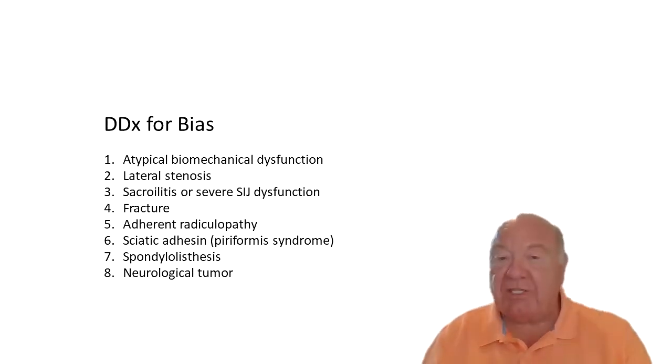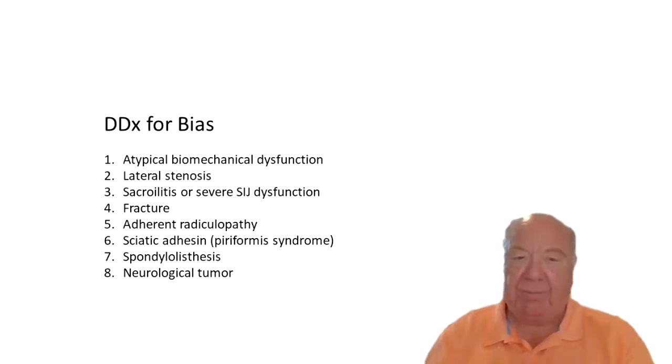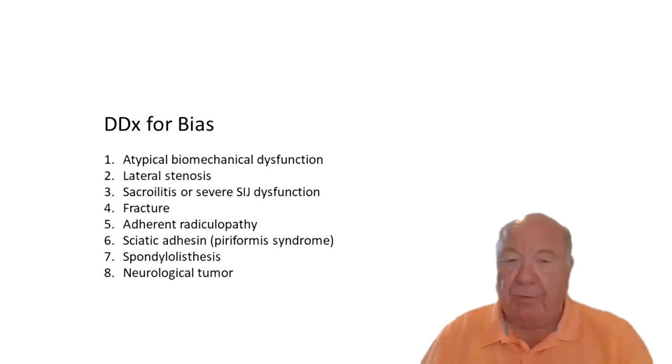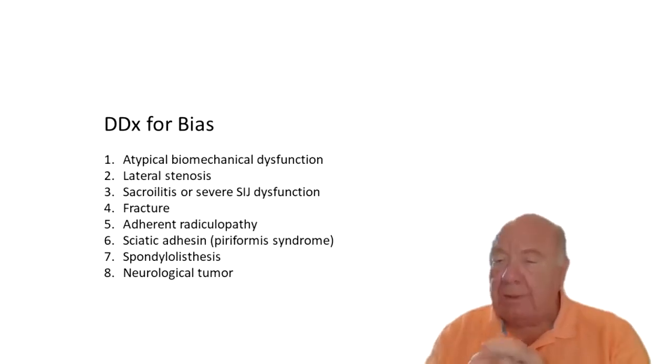Spondylolisthesis is an extension problem. It's also bilateral, and flexion may well ease it, so you're not going to see that flexion impairment. And neurological tumors, whether it's the cord or a nerve root, a single nerve root, will lead to neurological signs that far outweigh the symptoms. And again, PAs are not going to make a big difference.